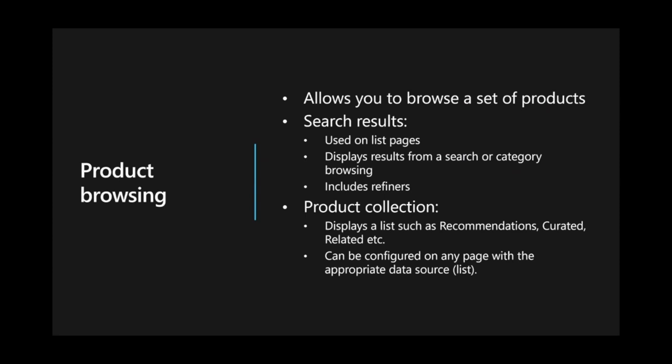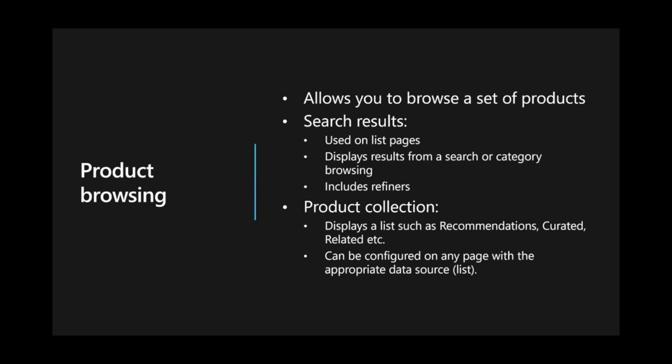So now that we talked about marketing pages and containers, the next most important piece is how do you actually browse a set of products? There are two main modules that we support for browsing. The first one is the search results module. Search results module is used on list pages. So any result from a search or a category browsing will appear on the list page, and it will be powered by the search results module. And the search results module also includes refiners, so you can further refine your results and find the product that you want.